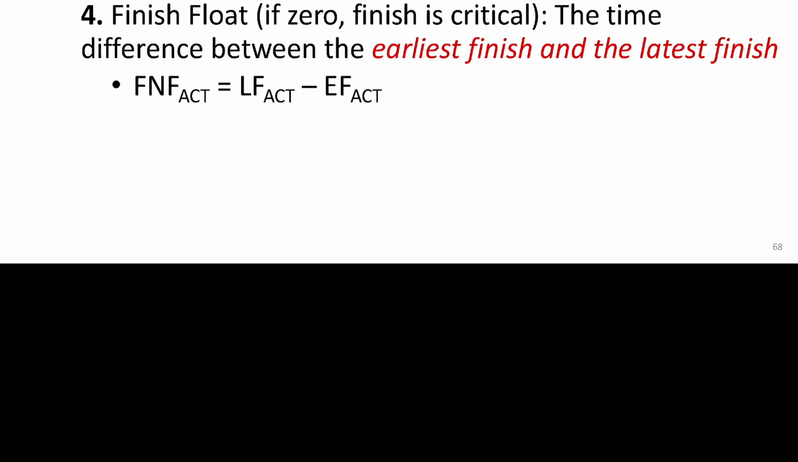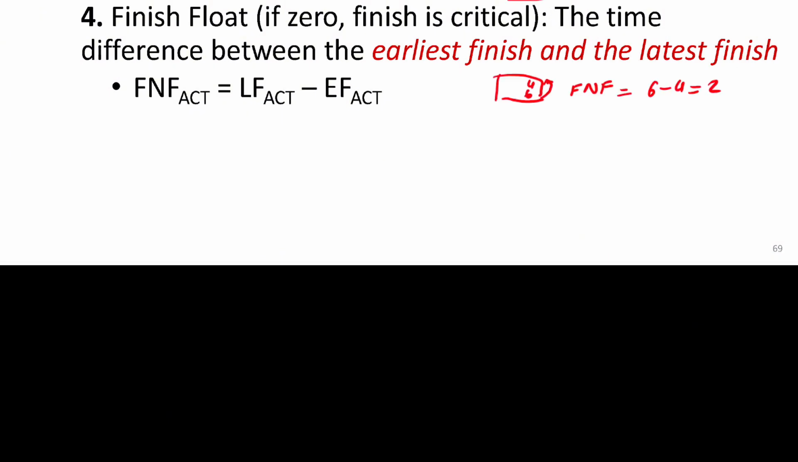Finish float works the same way, but it applies to the finish side of the activity. It is the time difference between the late finish and the early finish. If the finish float is 0, we have a critical finish, meaning the activity must be completed on time or the project will be delayed. For instance, if the late finish is 6 and the early finish is 4, the finish float would be 2.